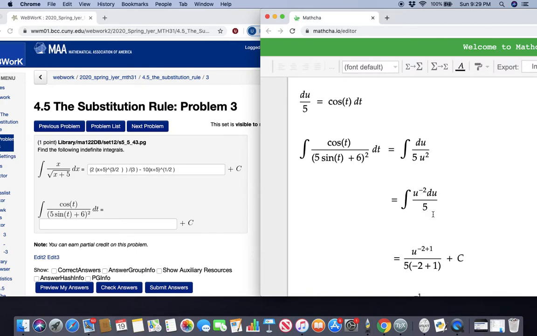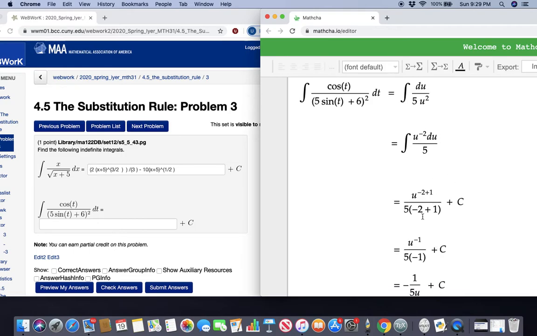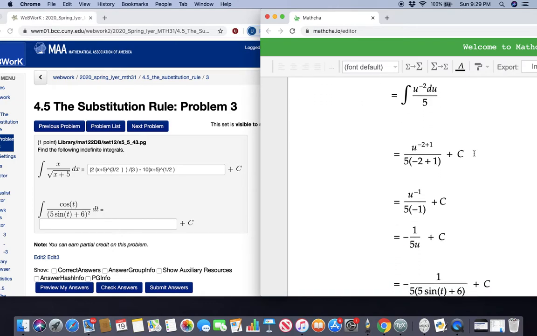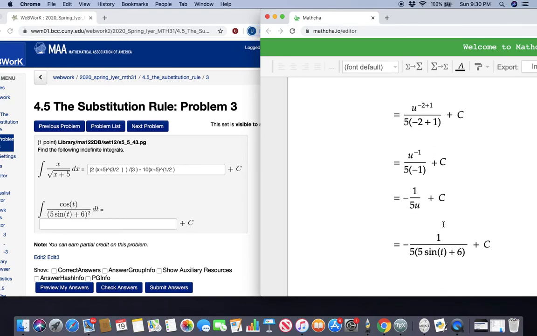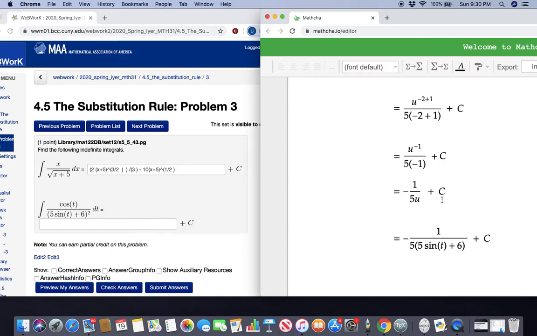How do I take integration of this? Increase the power by 1 and divide by the new power. Don't forget you have a denominator. Plus constant. So u to the power negative 1 over 5 times negative 1. So that is a negative 1 over 5u. See that negative power came down, became positive power. Plus c. Don't leave the answer in this.